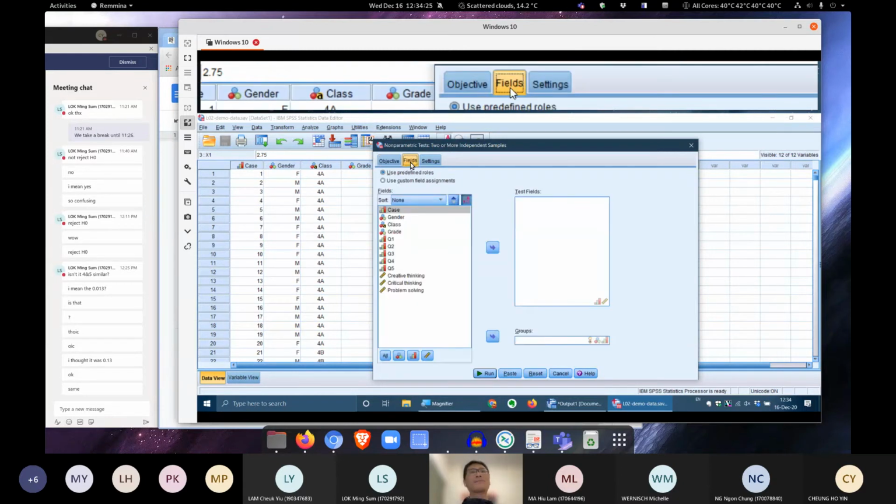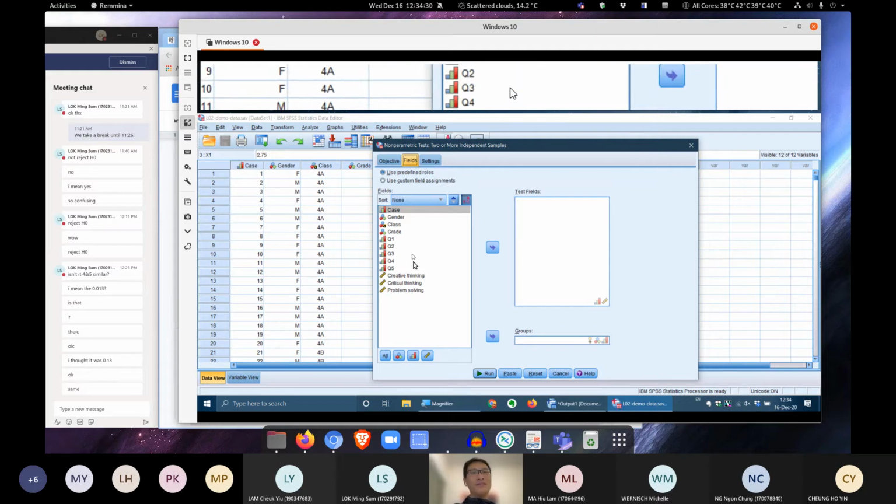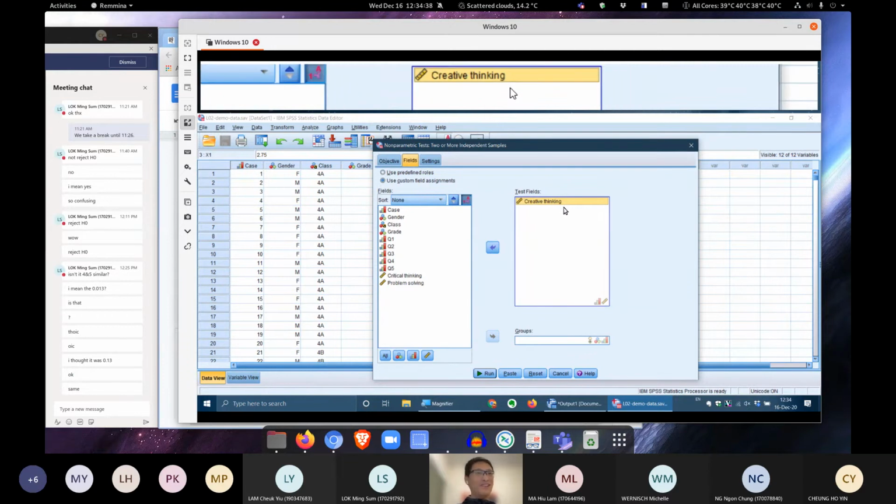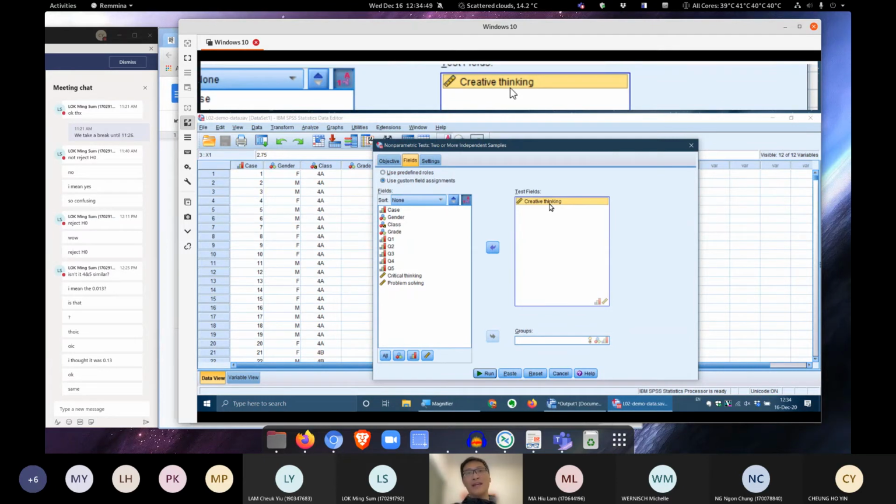The second one, now in the fields here, for this time you have no choice, you have to tell SPSS what variable you want to compare. Even though there is artificial intelligence, it is not so smart that it knows what you want to do. So you have to specify the variables. Now in this case, we want to compare creative thinking.